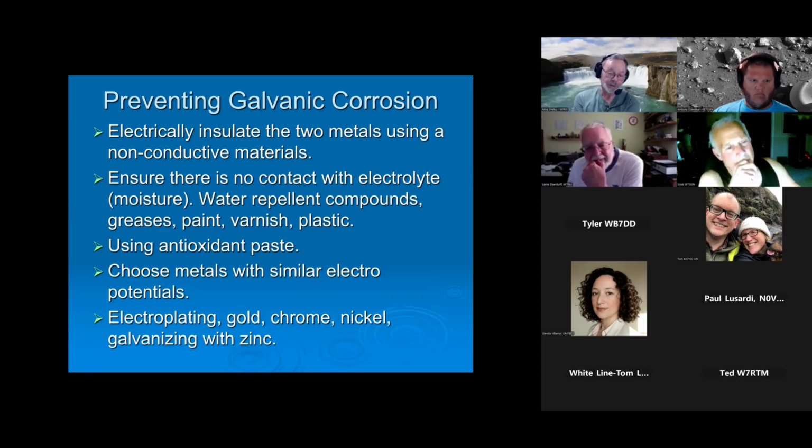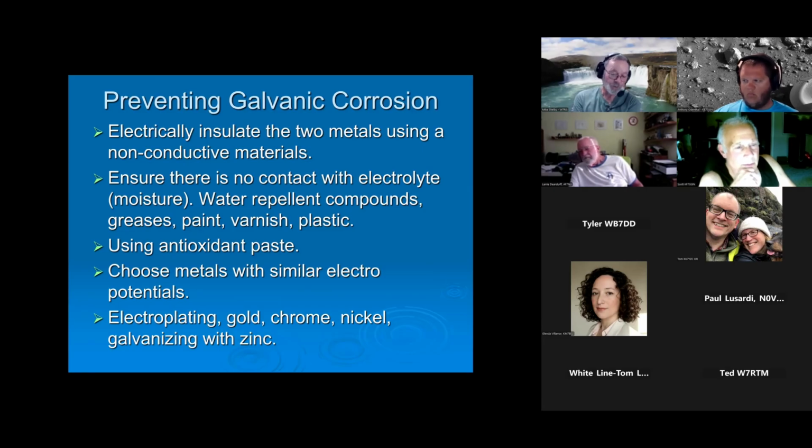Using antioxidants. So one of the things that I mentioned was good old copper and aluminum don't play together. So using an antioxidant with those two is how you end up getting those guys to play together. Works very nicely to keep the electrolysis from screwing things up. Choose metals with similar electrical potentials, like gold and silver go really well together. Gold and copper go really nice together, but gold's always a pretty big premium.